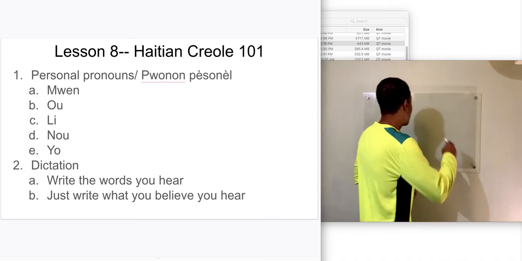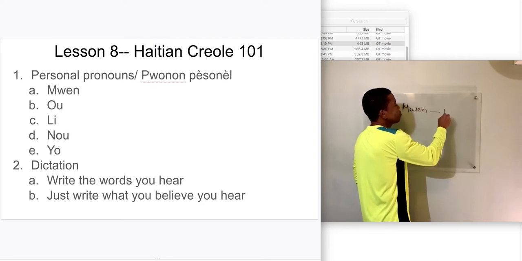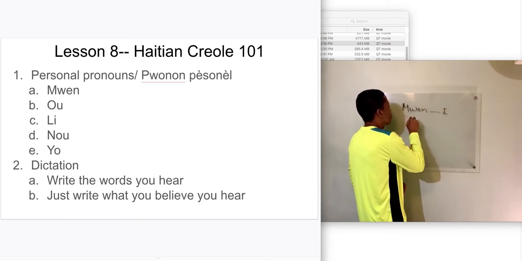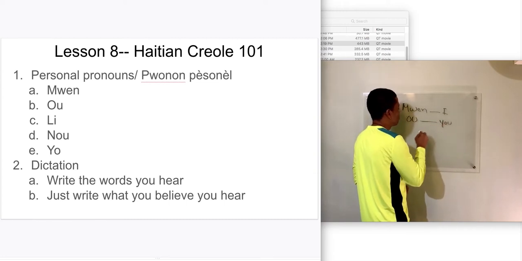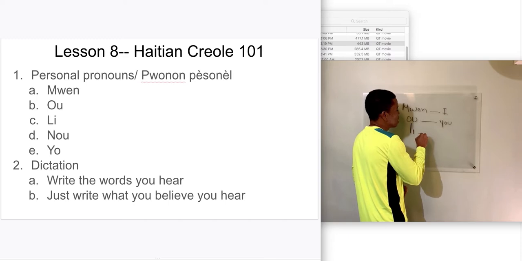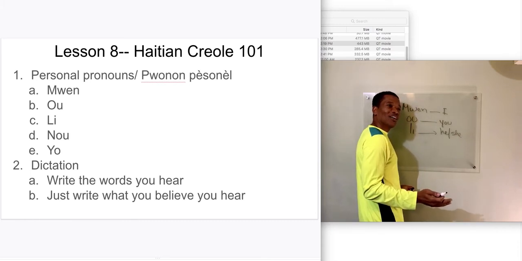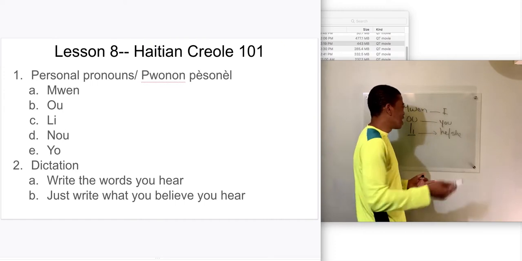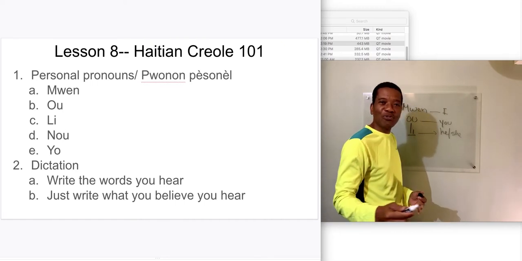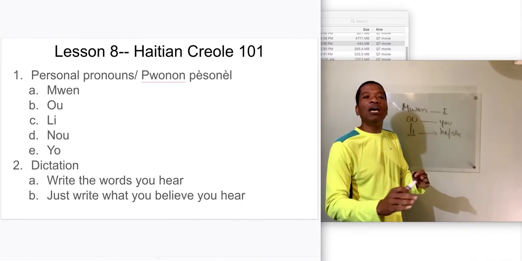So now, let's do this. Moi would be your I. Ou would be you. Li, he, she. The good thing in Creole, we only have one for the third person. We don't have he, she, or like in French they have il, elle, or in Spanish ella, el. We don't have that.